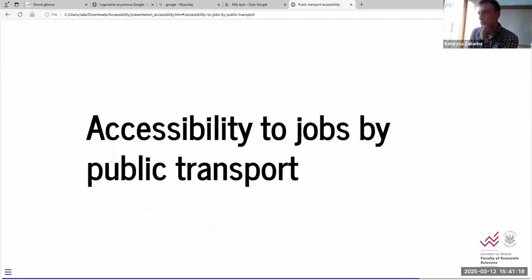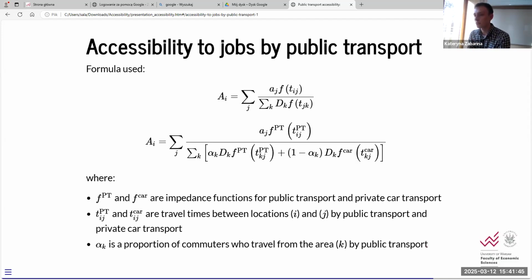Yes, and in the theoretical part, I introduced the self potential of accessibility and the correction for demand, because I also decided to compute accessibility to jobs by public transport. So the first formula is the same as a few slides before, and the second one is just more advanced, but it captures the fact that when other people want to use some facilities, only part of them travel by public transport, but they may also travel to the destination by car.